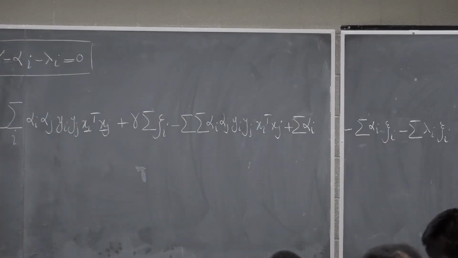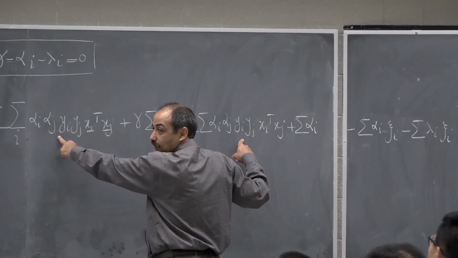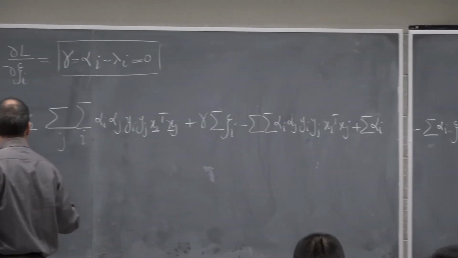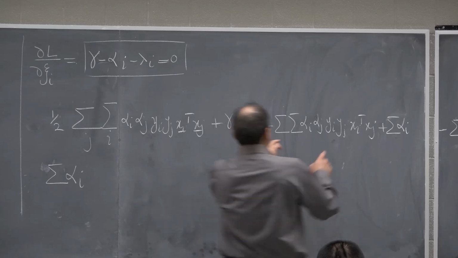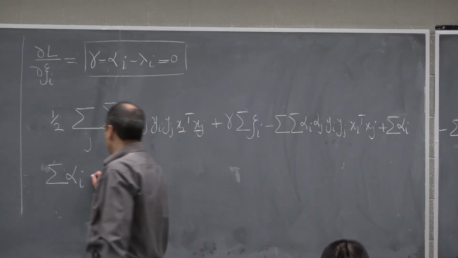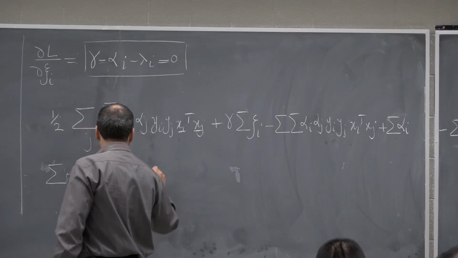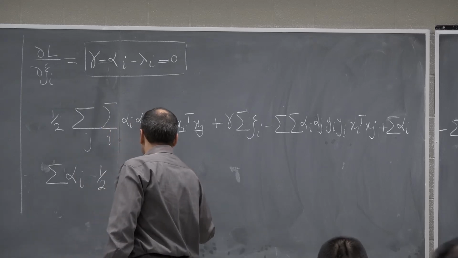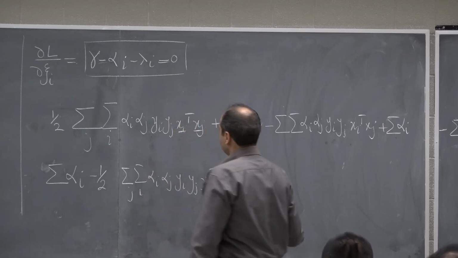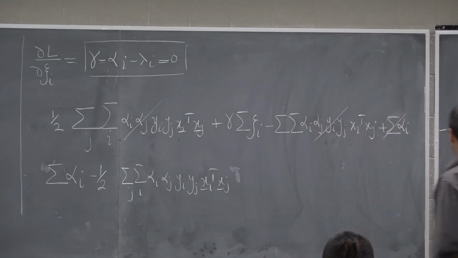Okay, so this term and this term, I can simplify. I can write it as the summation over alpha_i, and 1/2 of this minus this, so it's going to be minus 1/2 summation over i, j of alpha_i alpha_j y_i y_j x_i transpose x_j. So that's for this term, this term, and this term.